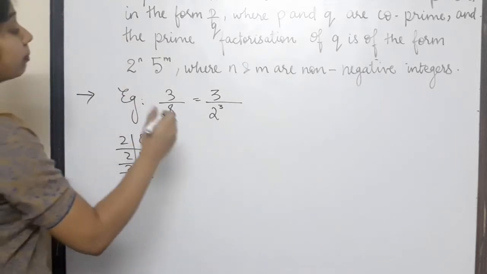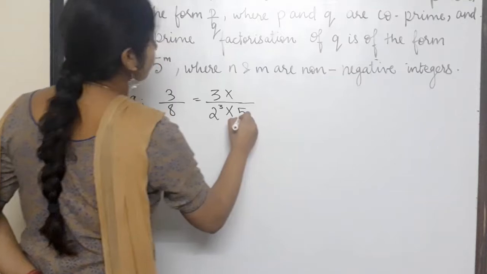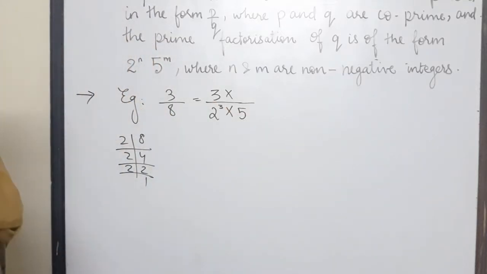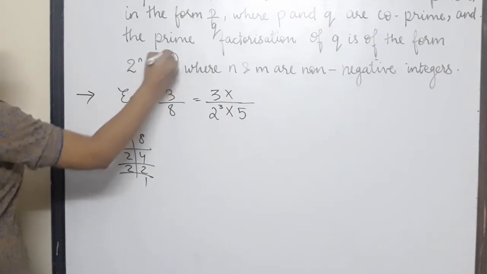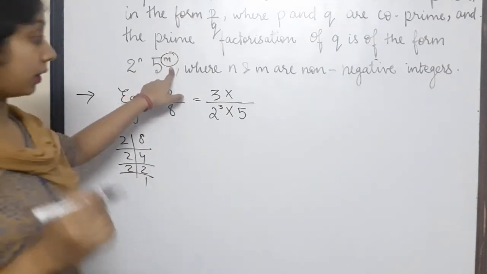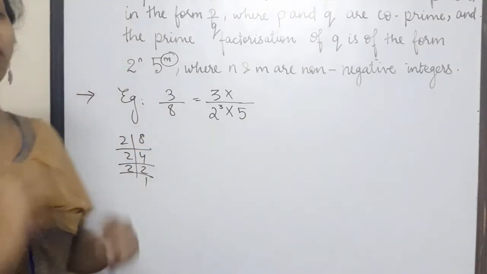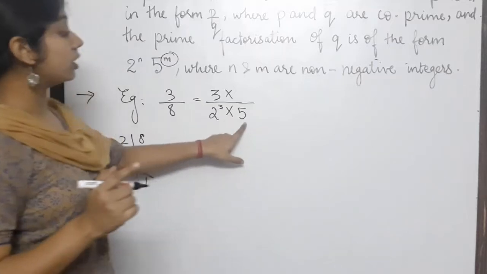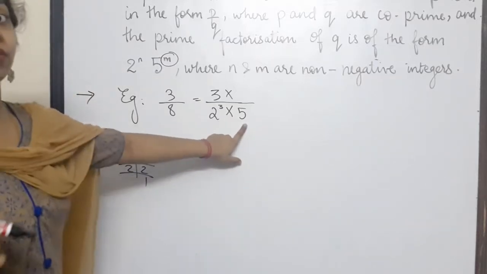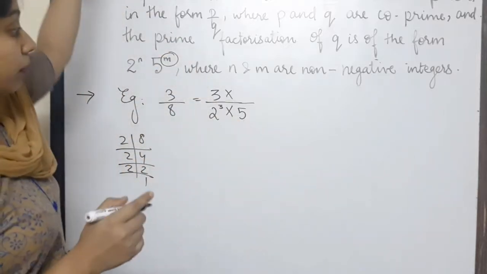Now we have to multiply both the numerator and the denominator with number 5 raised to the power n. This n should be chosen in such a way that the denominator we get it in terms of 10 to the power something. Now this is 8. If I multiply 8 by just 5, that means 5 to the power 1, what we will get? 8 5s are, we will get 40. That will not be in the terms of 10 to the power.